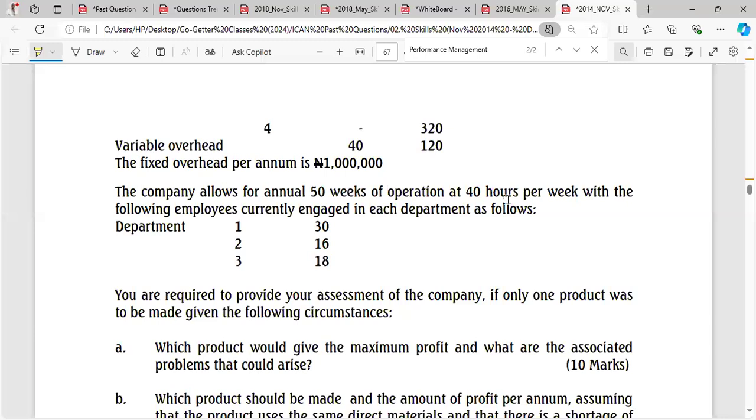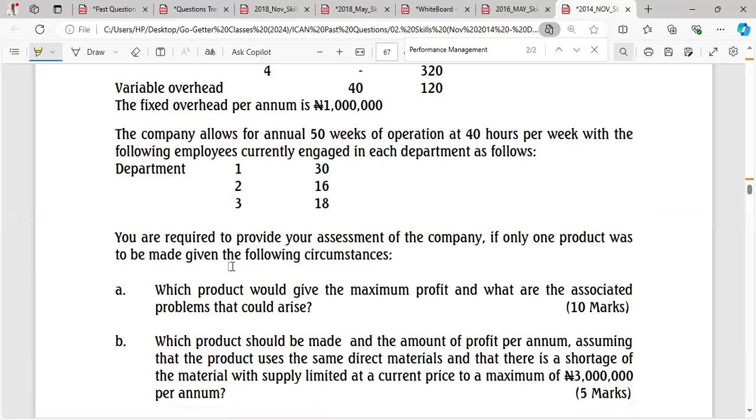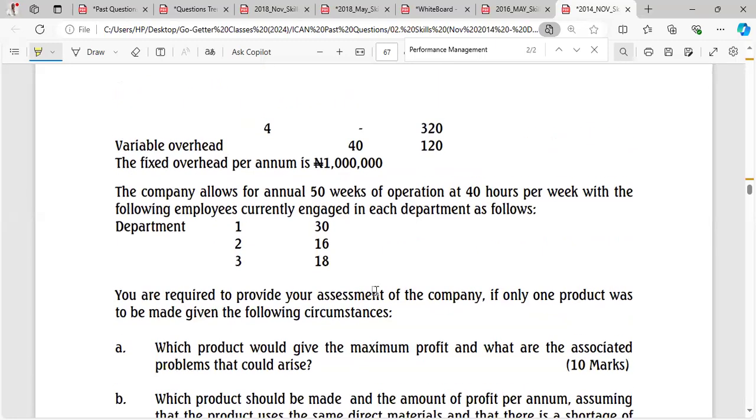The company allows for an annual 50 weeks of operation at 40 hours per week with the following employees currently engaged in each of the following departments. We have department 1, 30, department 2, 16, department 3, 18. You are required to provide your assessment of the company if only one product was to be made. Which product will give the maximum profits and what are the associated problems that could arise?